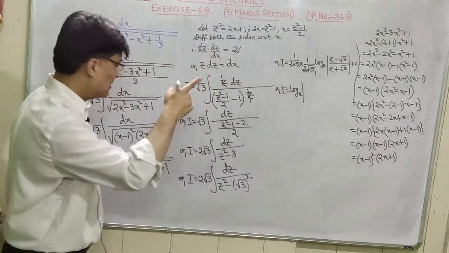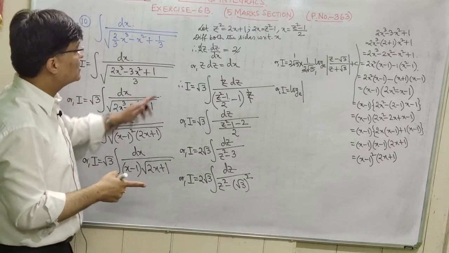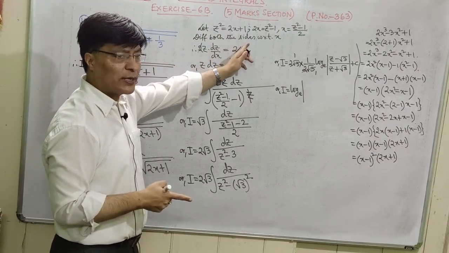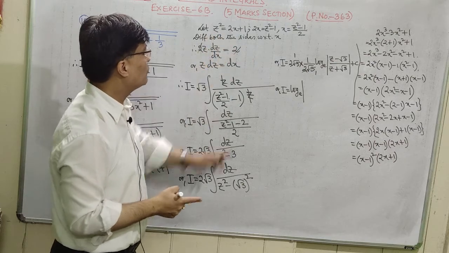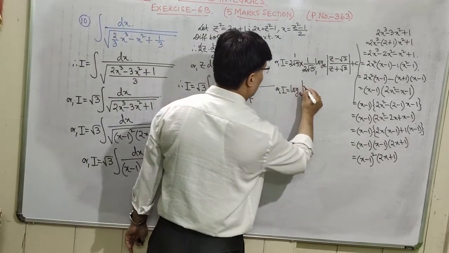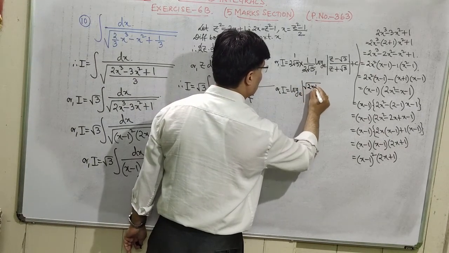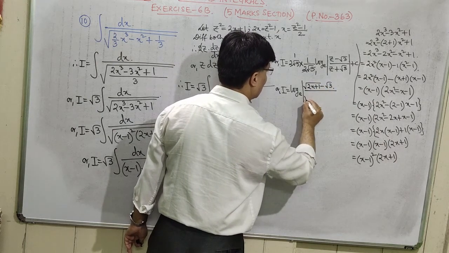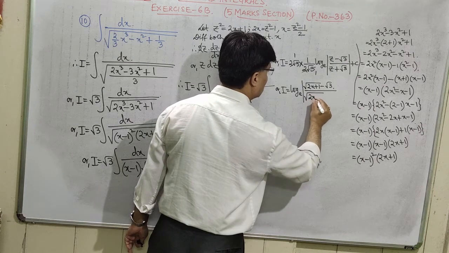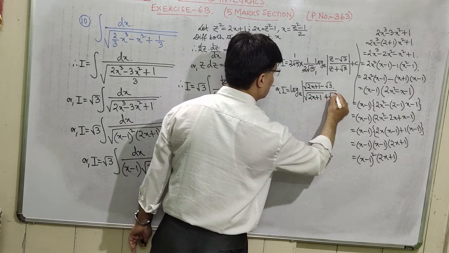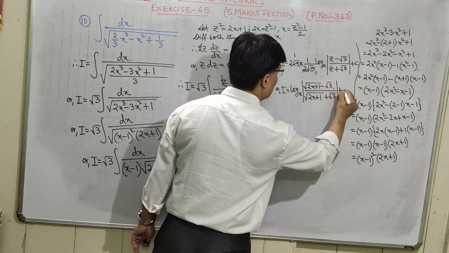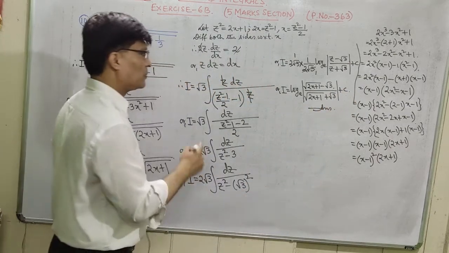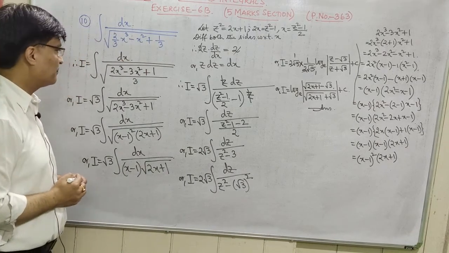What is the value for z in this case? z square is equal to 2x plus 1. What is the value for z? It is root over 2x plus 1. So it is root over 2x plus 1 minus root 3, divided by, again what is z? It is root over 2x plus 1 plus root 3, mod sign closed, plus c. So this is the final answer.